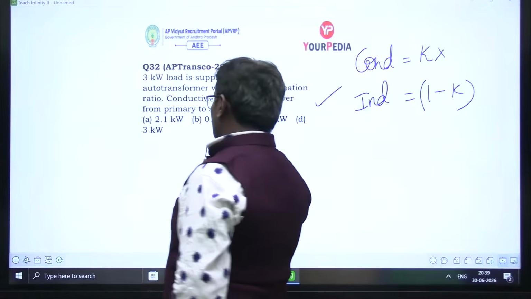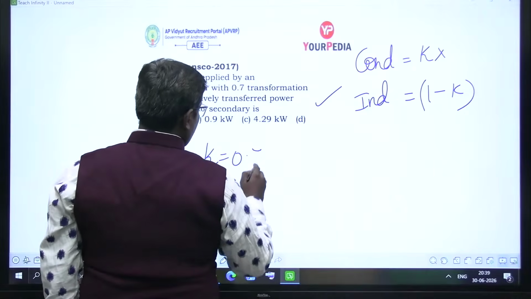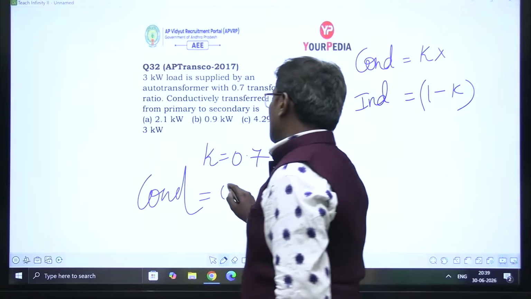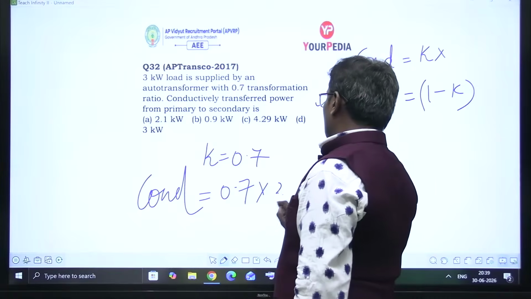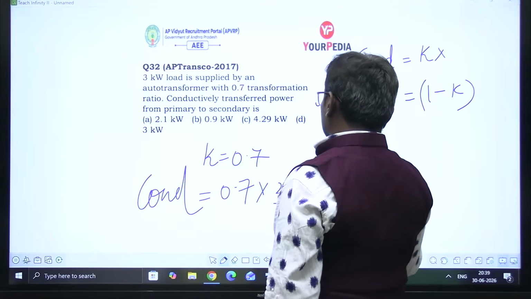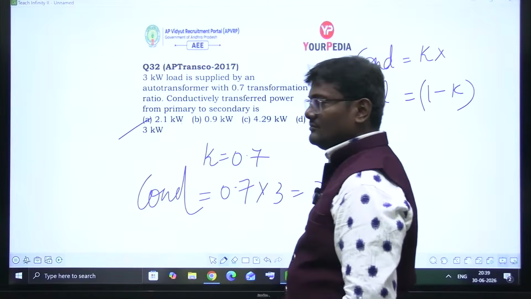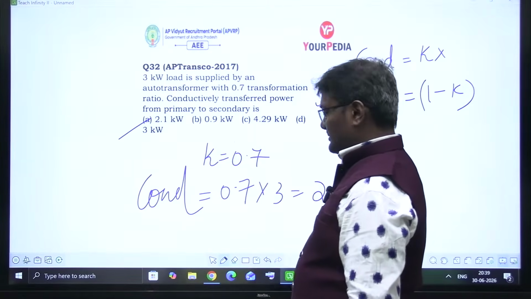What is the K value? It is 0.7. So conductively transferred is 0.7 into 3, which is 2.1 kilowatt. A option is correct.